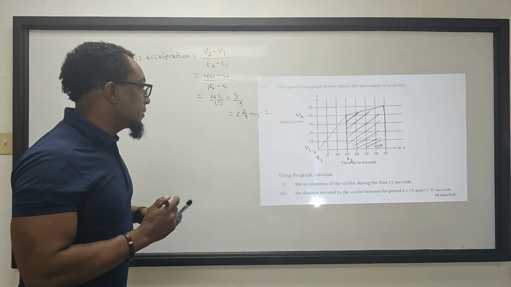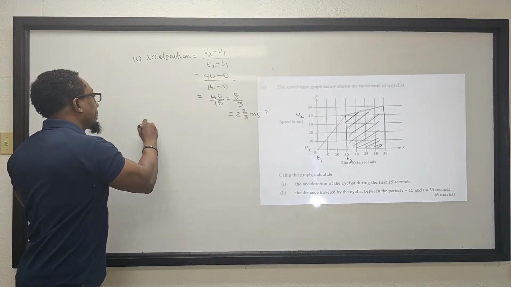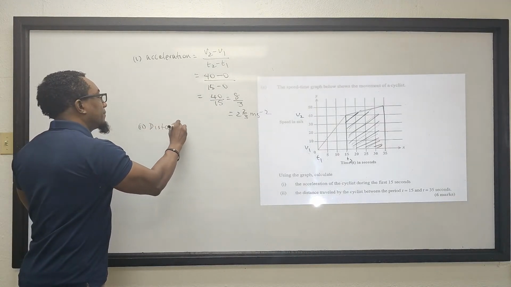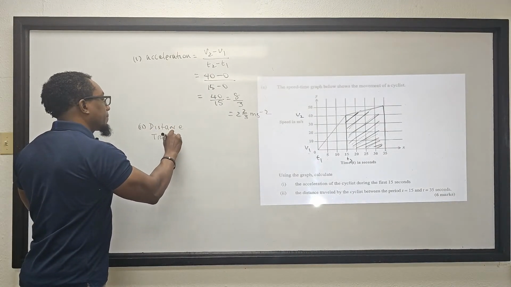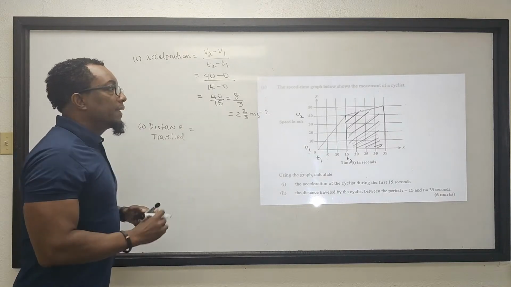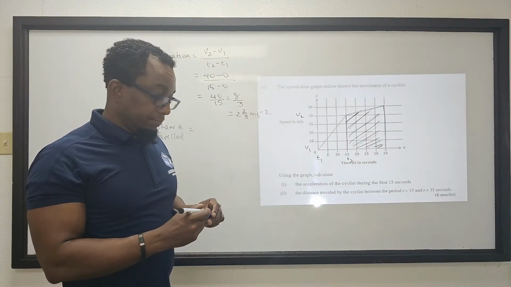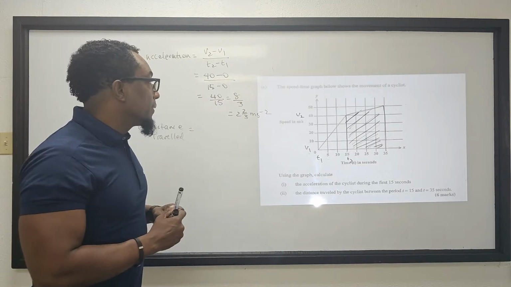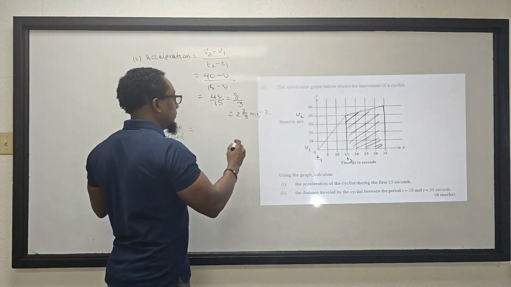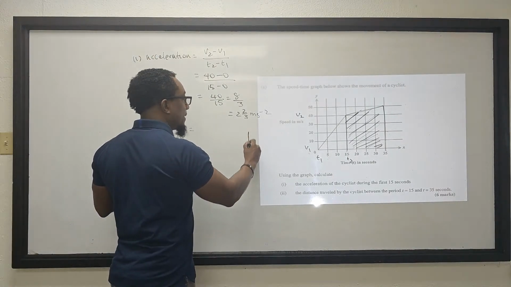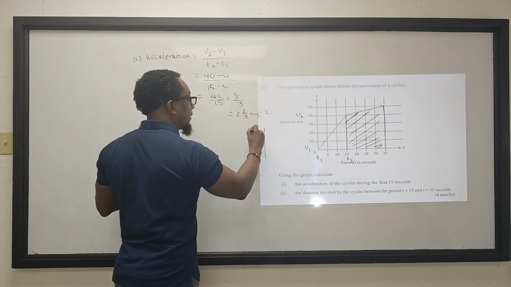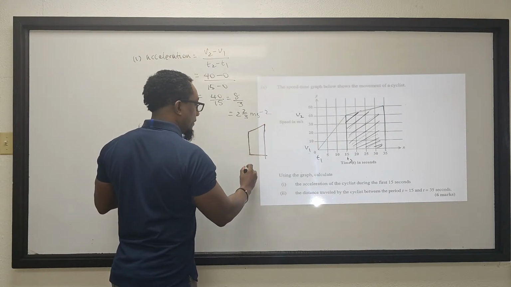So let's get the distance traveled, part 2. To find the distance traveled, we find the area under that figure, which is a trapezium. Okay? So we know it is a trapezium. A trapezium standing up. A trapezium normally looks like this.